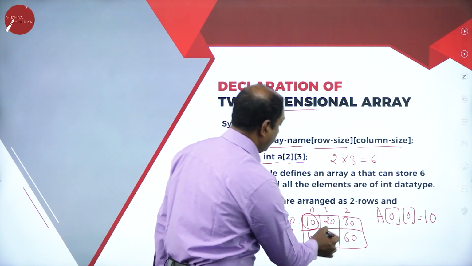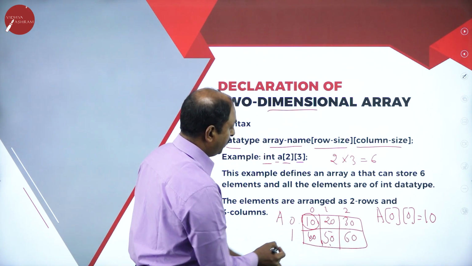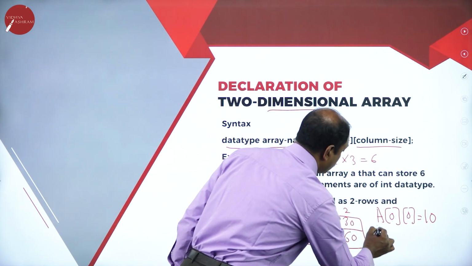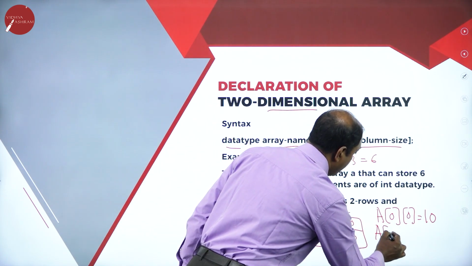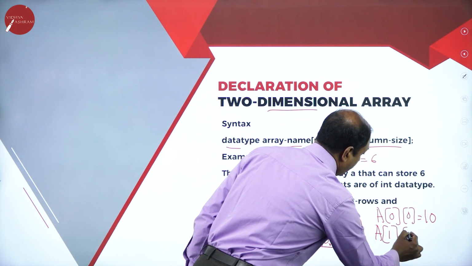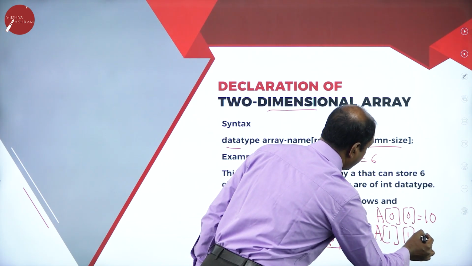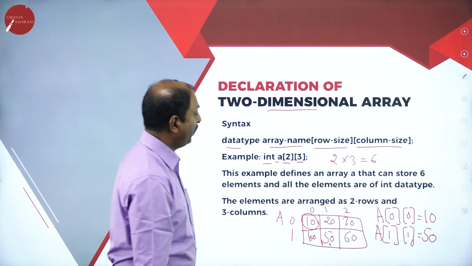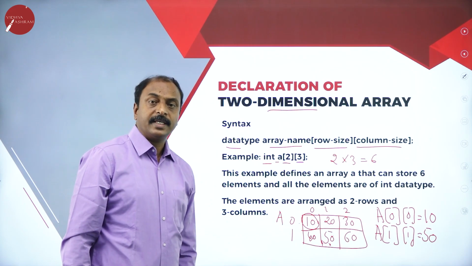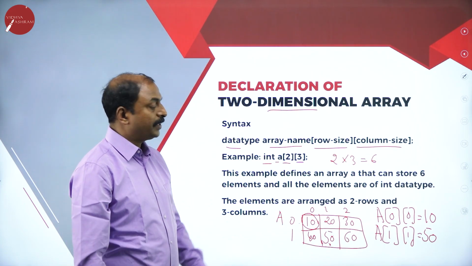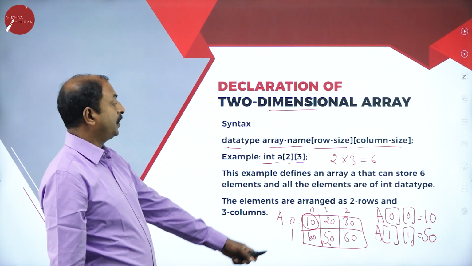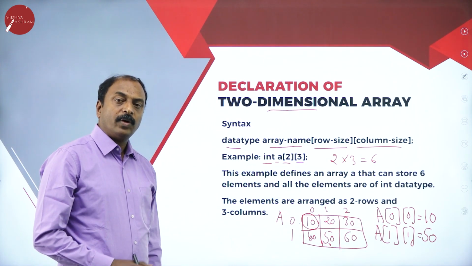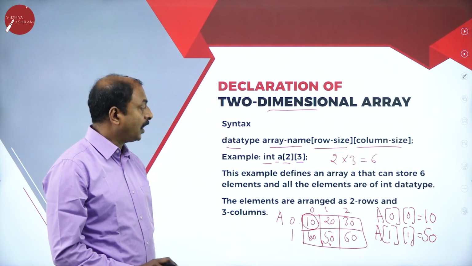Accordingly, suppose you talk about 50 here. A is the name of the array, and row is 1 and column is 1, that is the position of the element 50. See, this is how we access the elements of a two-dimensional array, or how we know the position of elements of an array through the index, one for rows as well as one for columns.